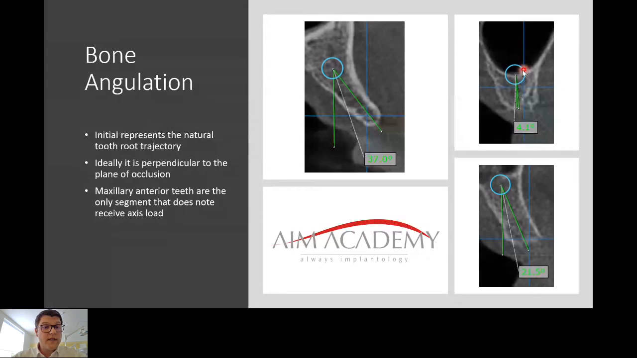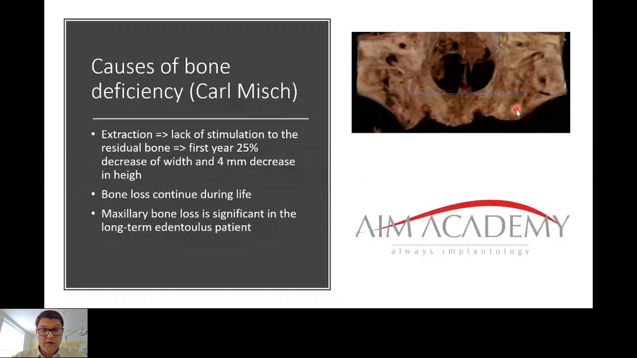So, what are the causes of bone deficiency? According to Carl Misch, and everybody knows, the extraction goes with lack of stimulation to the residual bone. In the first year, we lose about 25% in width and 4 millimeters in height. And we have to remember the fact that bone loss continues during life. Especially, bone loss is significant in long-term edentulous patients, as you can see here.